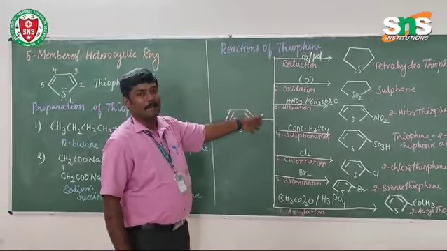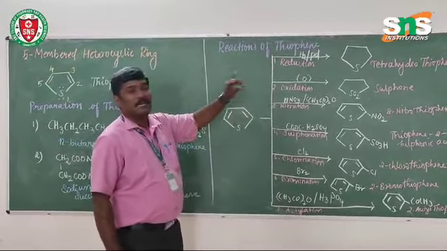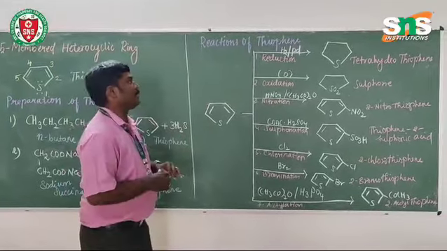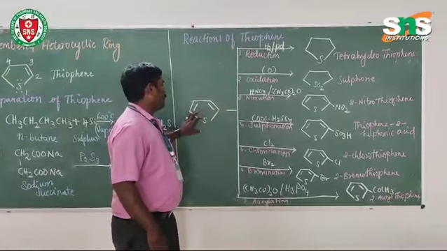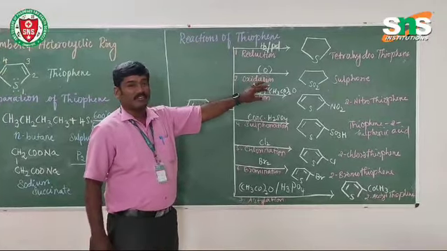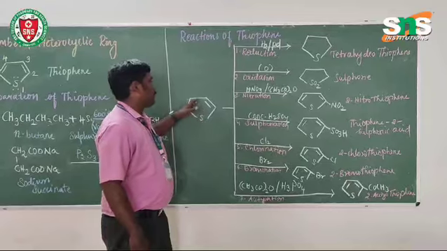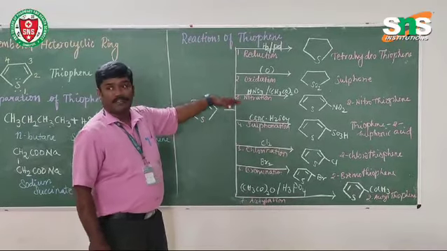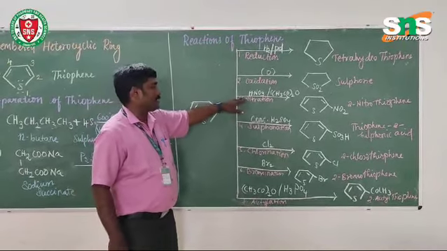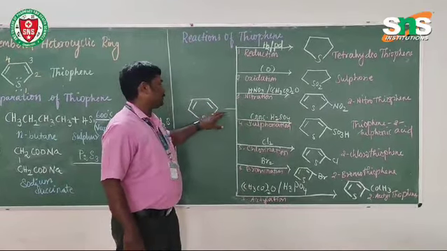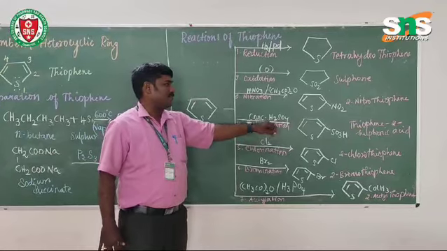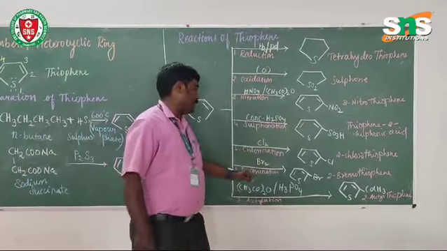So let us see the recap of these reactions. Thiophene on reduction with a palladium catalyst will give tetrahydrothiophene, and thiophene on oxidation will give sulfone. Similarly, electrophilic substitution reactions such as nitration will give 2-nitrothiophene, and thiophene on sulfonation will give thiophene-2-sulfonic acid.